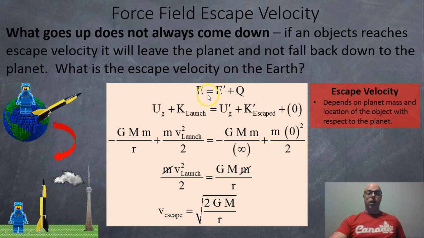So first we're going to use the law of conservation of energy. The total energy that goes in must be equal to the energy that comes out plus any heat loss. In this case, let's pretend that heat loss is negligible or zero. So the gravitational energy you have to start with, which is negative, plus your launch kinetic energy, must be equal to the final gravitational energy. So you want to be an infinite distance away so that you're not in the planet's gravity anymore.